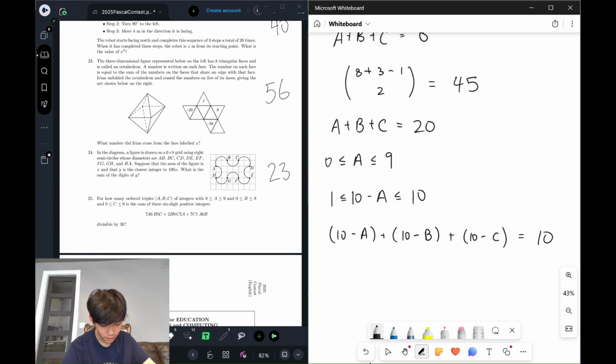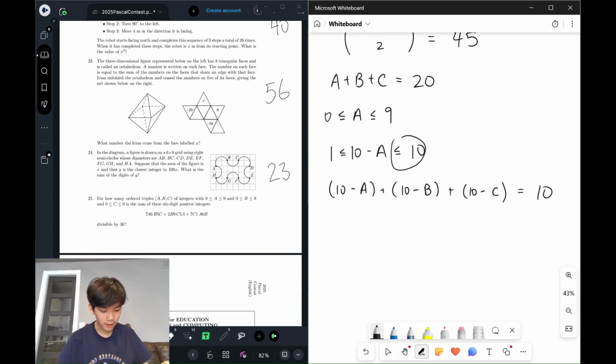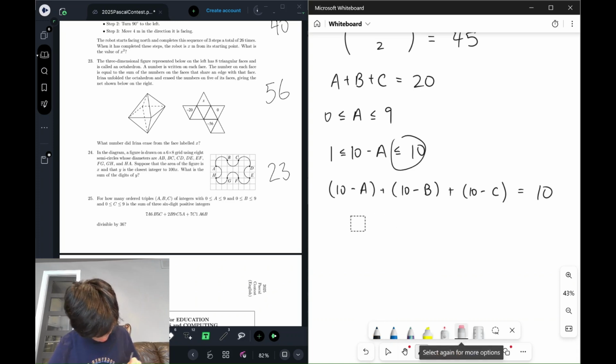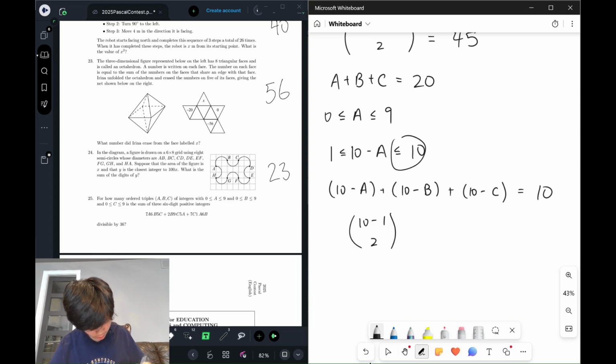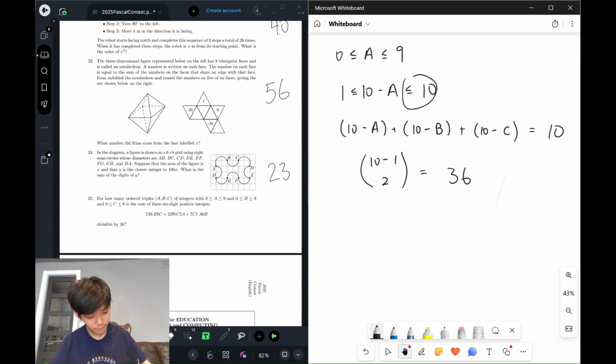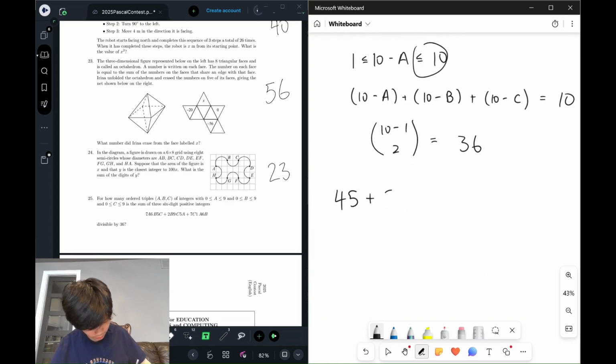Since all of these are positive integers, the lower bound doesn't actually matter. So now we can use direct stars and bars on this. This is 10 plus 3 minus 1. No, I don't need to add 3 because these are already positive integers. So this is just 10 minus 1 choose 2, which is 9 choose 2, which is equal to 9 times 8 over 2, which is 36. Alright, there we go. So we get 45 plus 36, which is equal to 81 solutions.